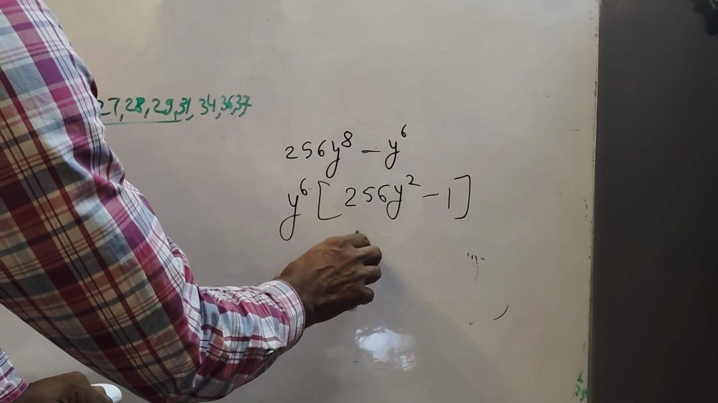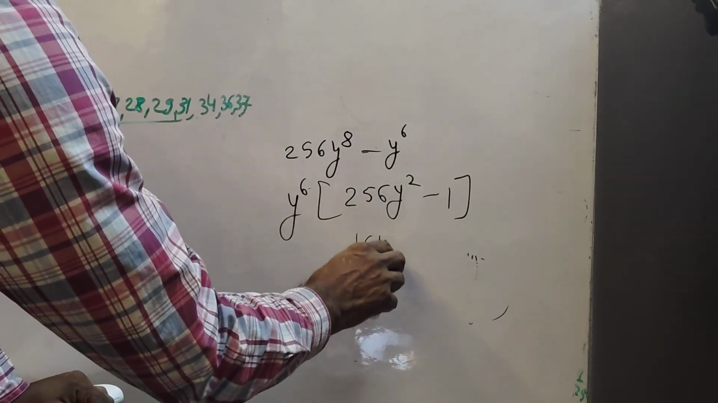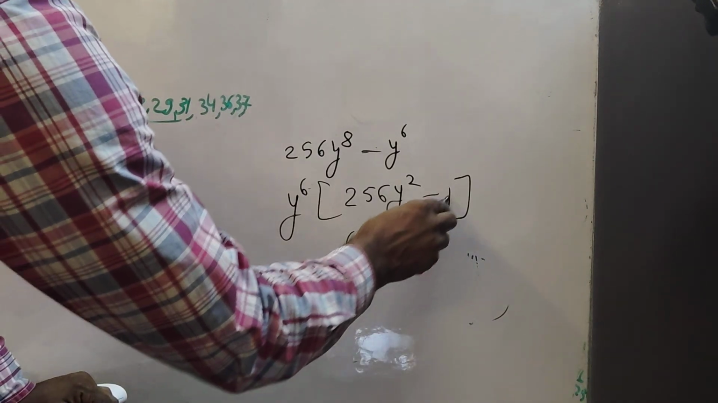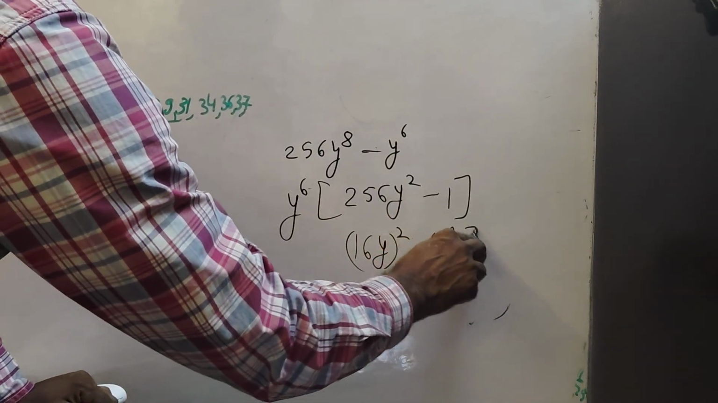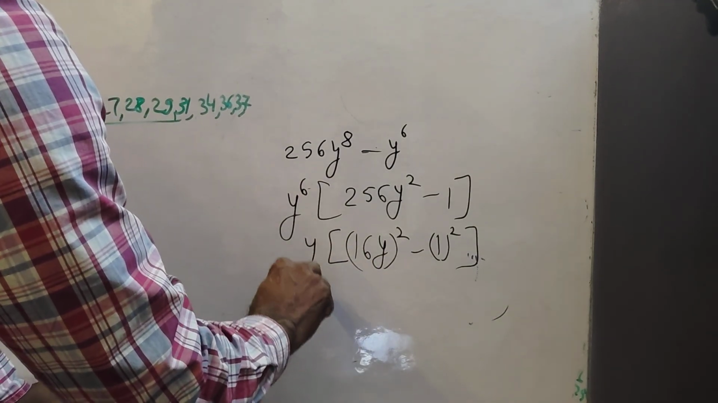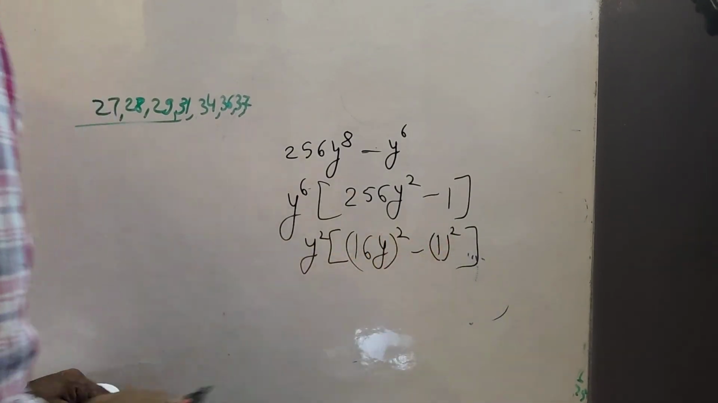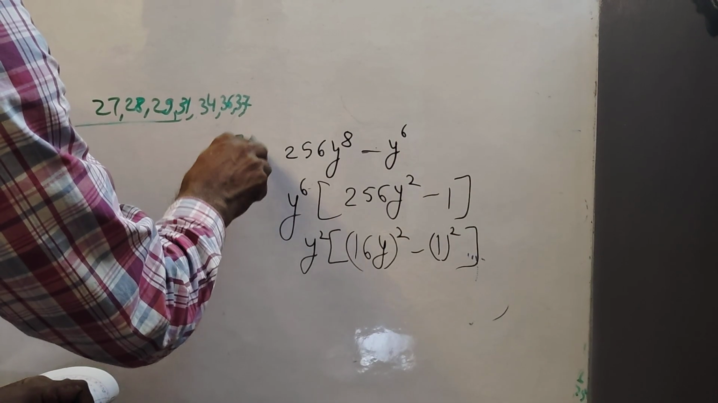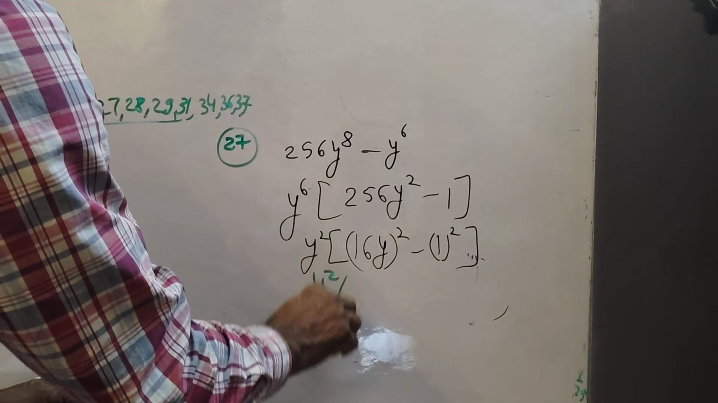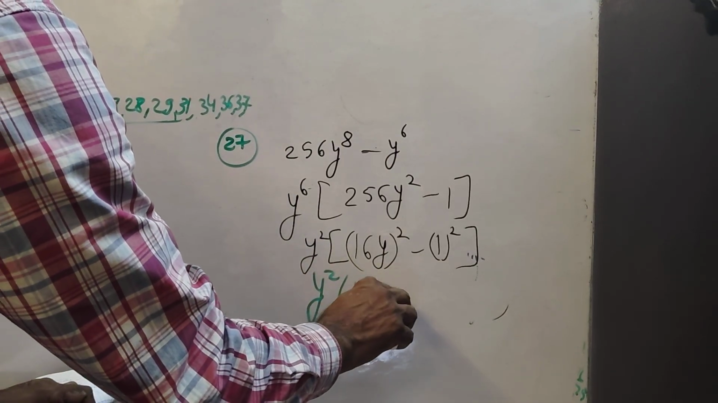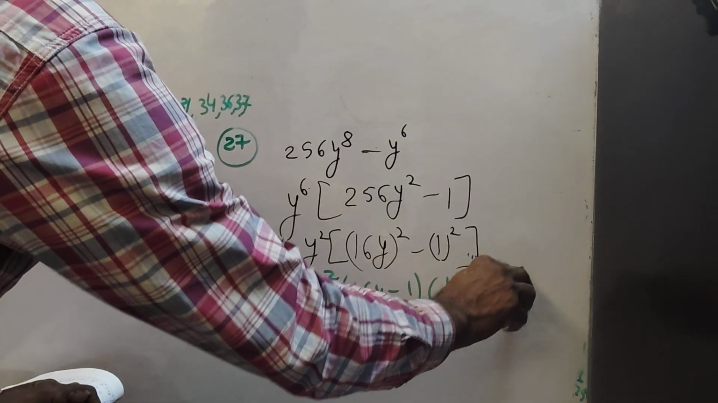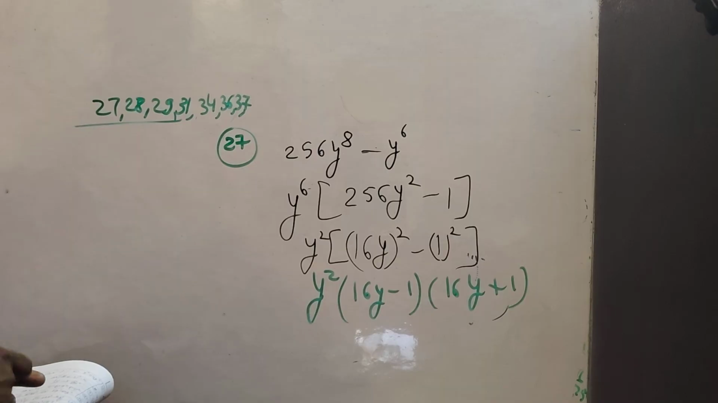Now 256 is 16 squared and y squared is there, so the whole is (16y) squared. Minus 1 is nothing but the square of 1. So now the identity a squared minus b squared equals (a minus b)(a plus b). The outer term we write as it is, so the outer term y raised to the power 6, inside we write (16y minus 1)(16y plus 1). That is the final answer of question number 27.